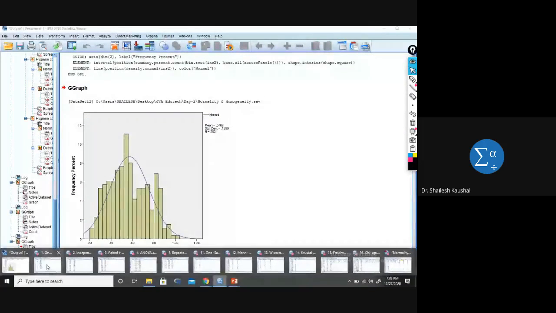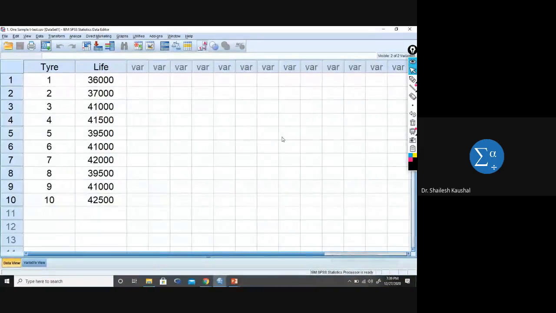Okay, now I am taking the one sample t-test. Now I am using the parametric tests. So I am taking one sample t-test, independent t-test, paired t-test, ANOVA, repeated measures ANOVA. So I am performing 5 parametric tests. Now the first test is the one sample t-test.